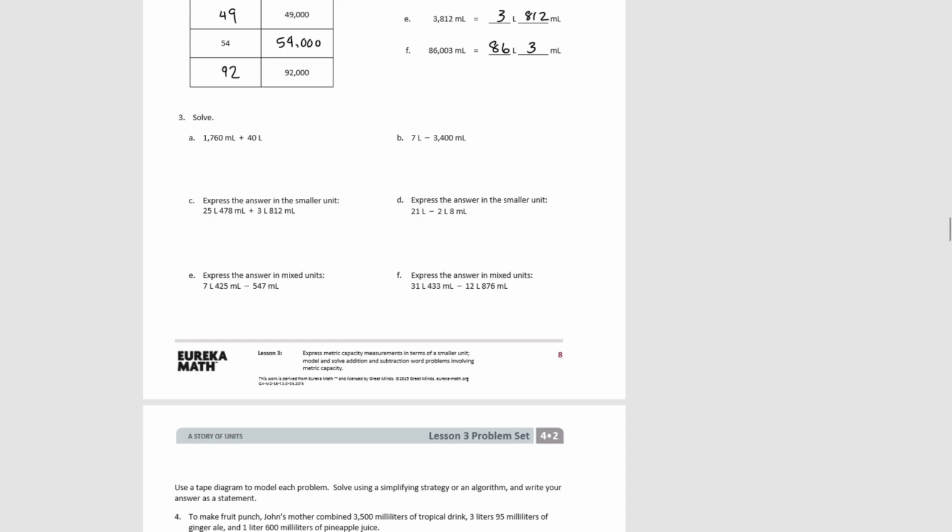One strategy would be, again, to write both of them in milliliter form. So 40 liters would be 40,000 milliliters, plus 1,760 milliliters would give us a total of 41,760 milliliters, which you could also write as 41 liters, 760 milliliters. Pause the video and try B.